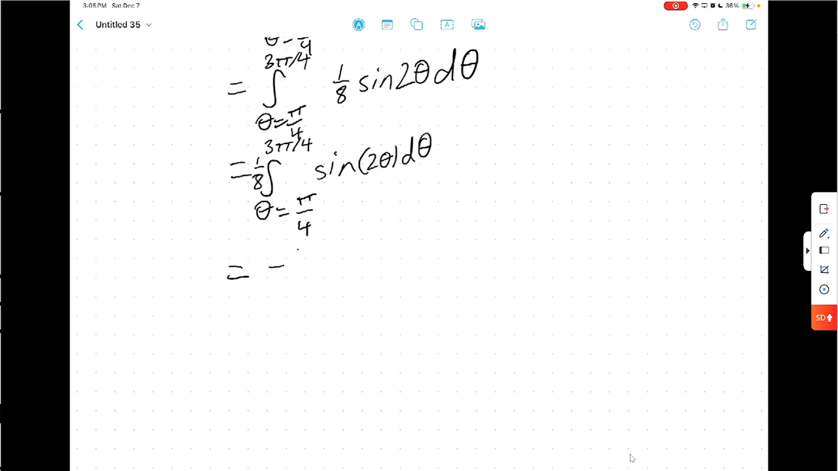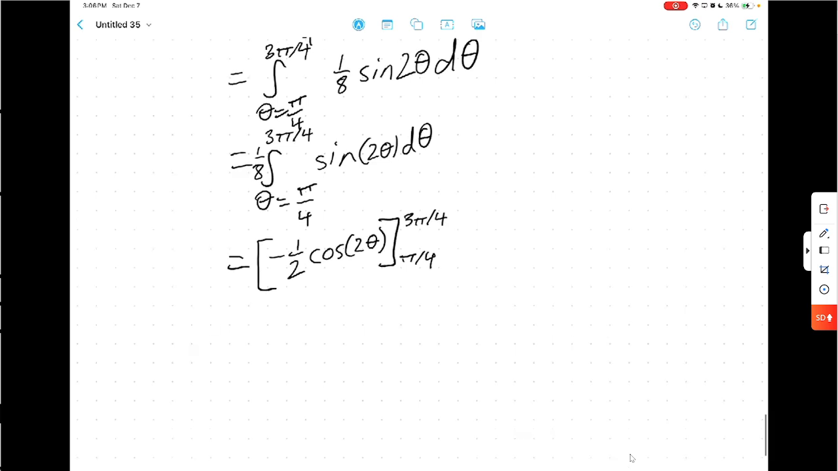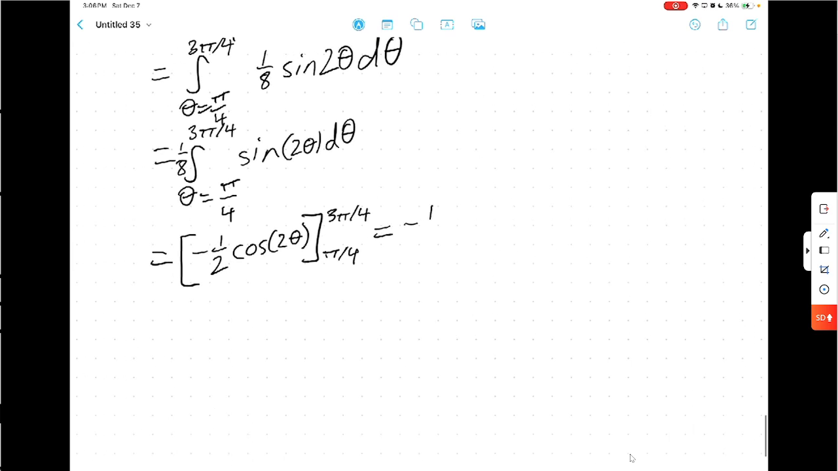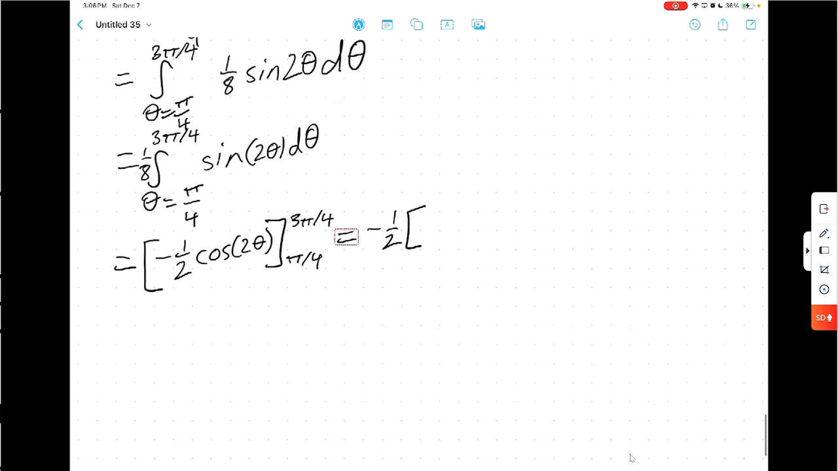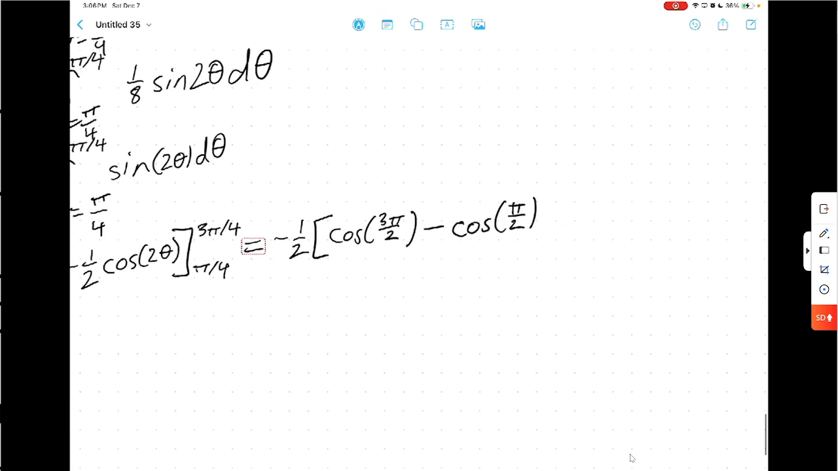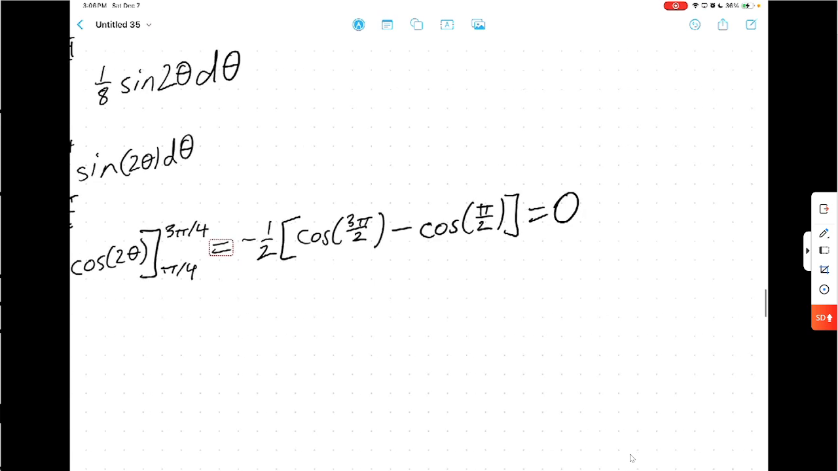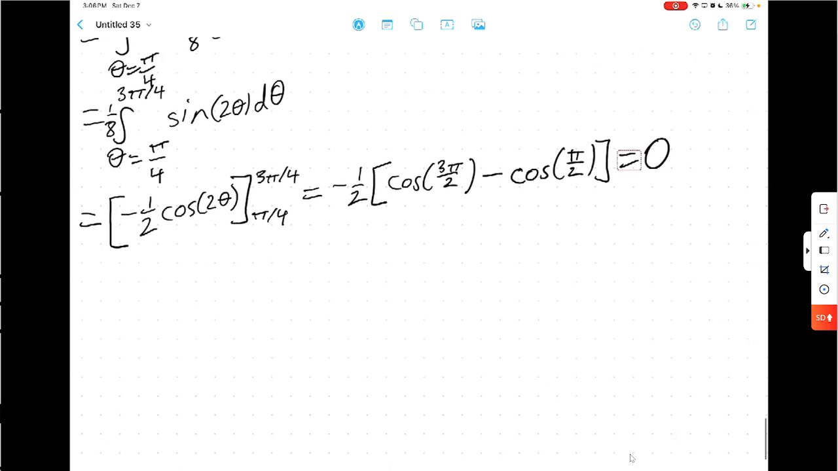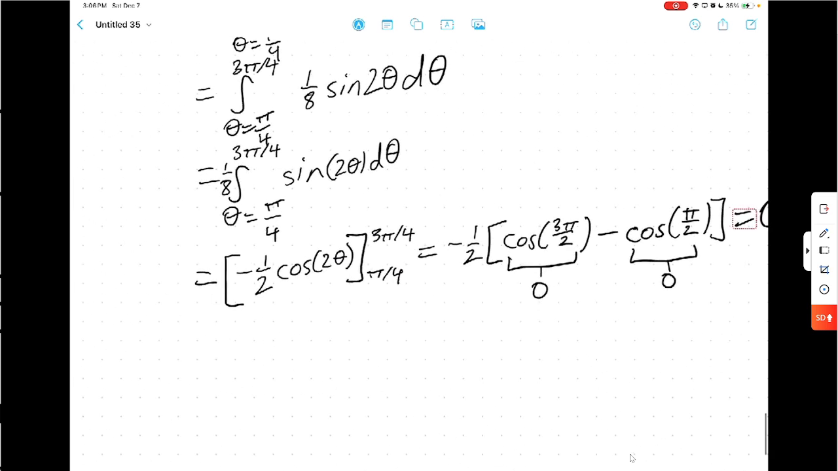Sine of 2 theta will give me negative 1/2 cosine of 2 theta, evaluated from pi over 4 to 3 pi over 4. Which is equal to negative 1/2 times cosine of 3 pi over 2. Oh, that's going to be nice. And that's 0, because this portion is equal to 0 and this portion is equal to 0. So it all cancels out. Heck, even the 1/8 didn't matter.